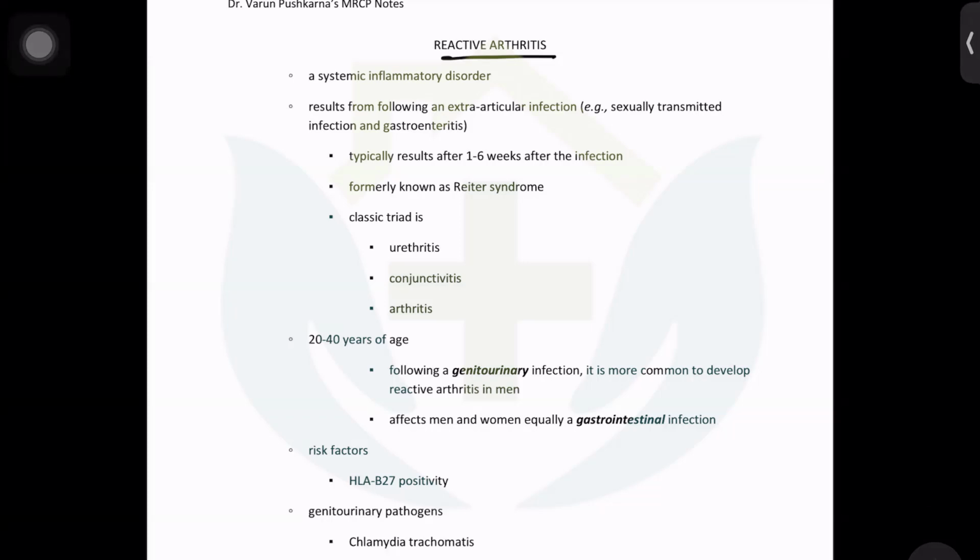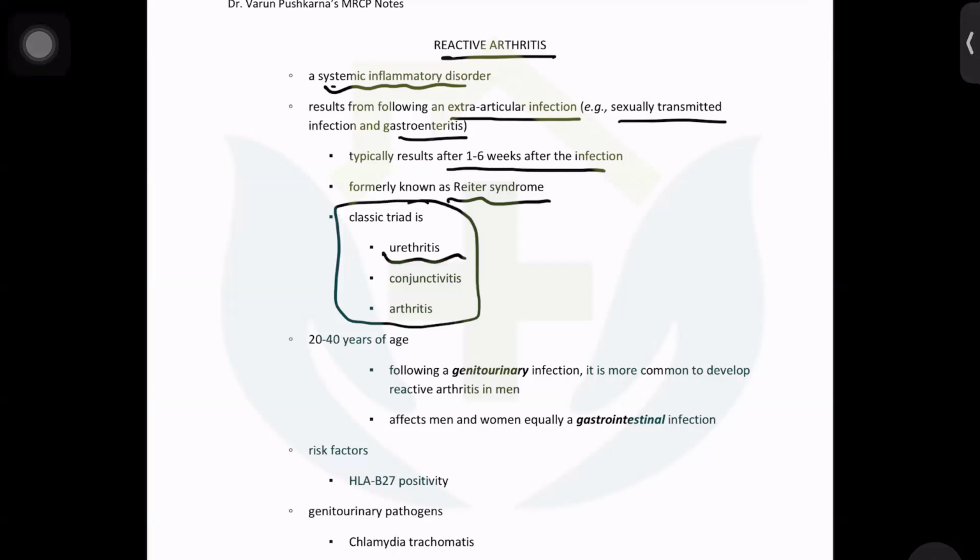So reactive arthritis, again like rheumatoid, is a systemic inflammatory disorder. It results from extra articular infection, usually sexually transmitted or diarrhea. Typically after 1 to 6 weeks of infection, so no bacteria can be found in the body. Earlier known as Reiter's syndrome. Triad is urethritis, conjunctivitis, and arthritis. 20 to 40 years, reproductive age group. Following a urinary infection, it is more common to develop reactive arthritis in men, not in women. It affects men and women equally when a GI infection is the culprit.